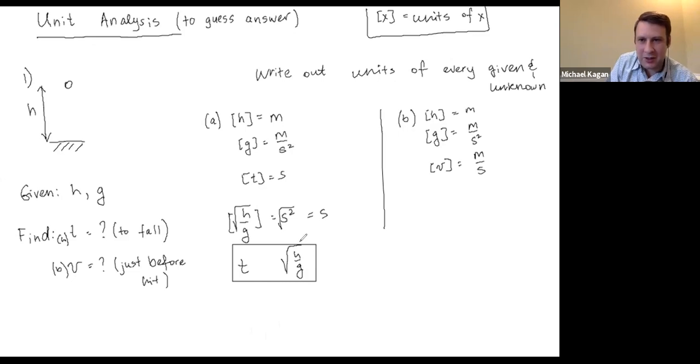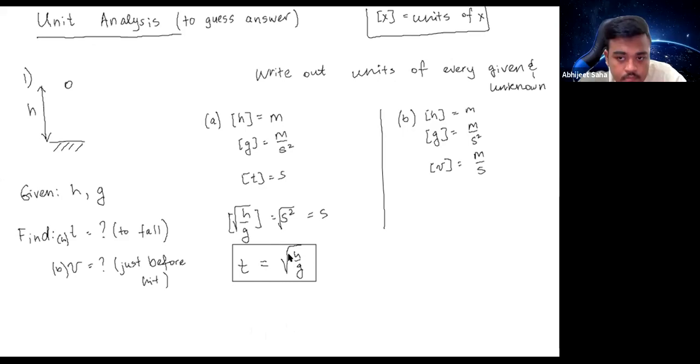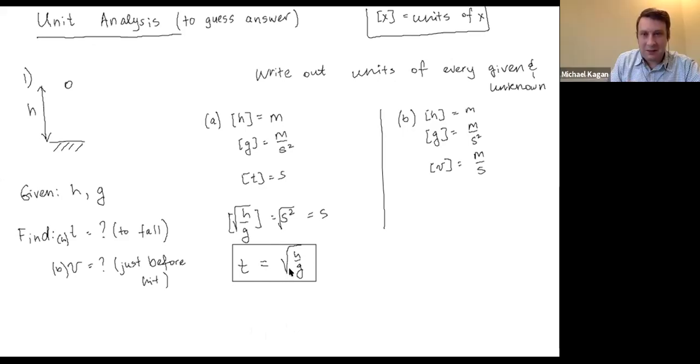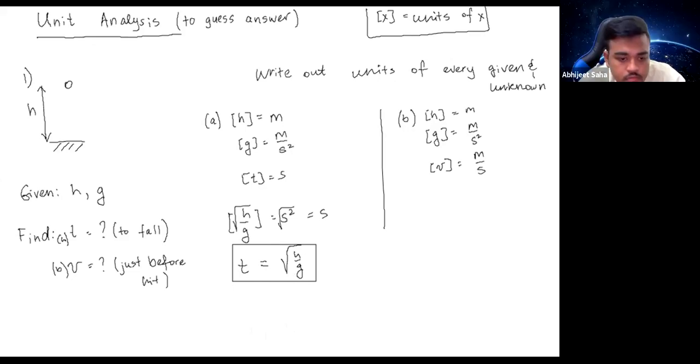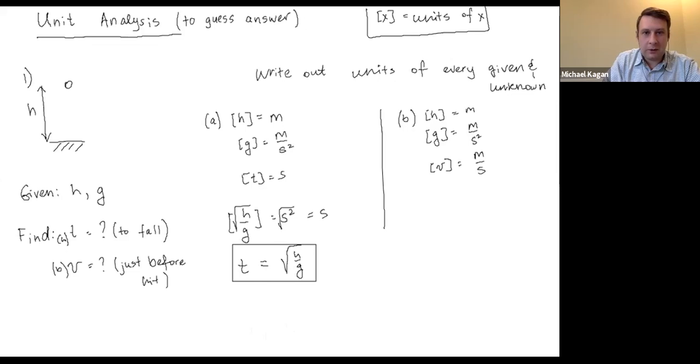And I apologize for the background noise. Okay, so it's off by a constant. So what is that constant? √2. So it'll be √(2h over g). Okay. Yes. Thank you very much. So I'm putting it in red.